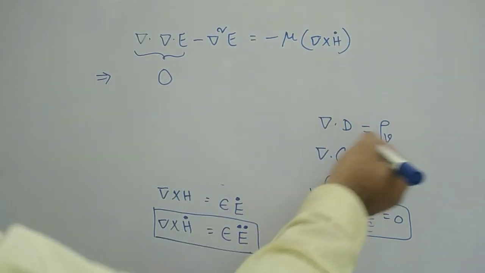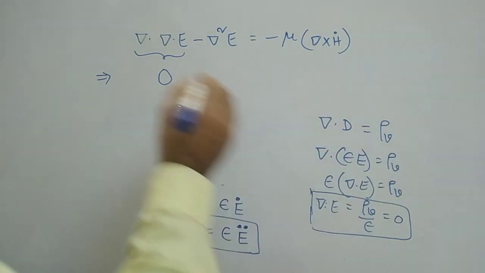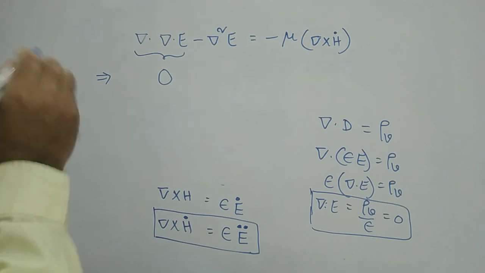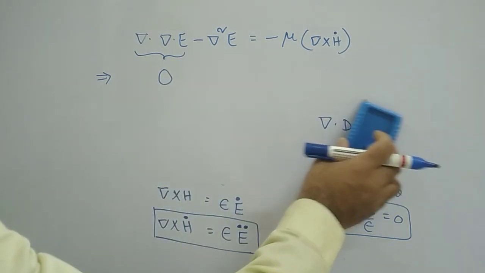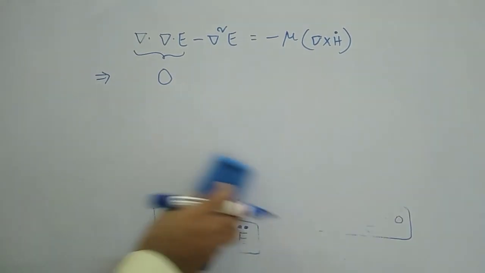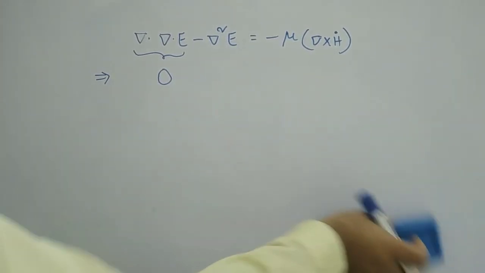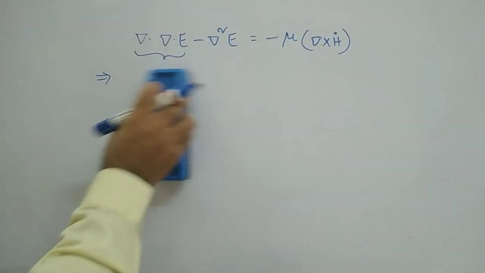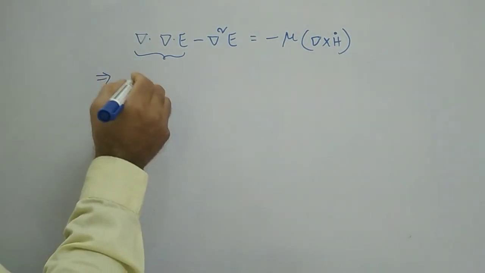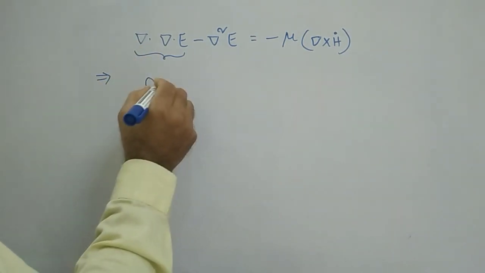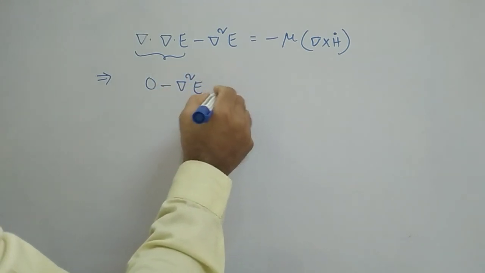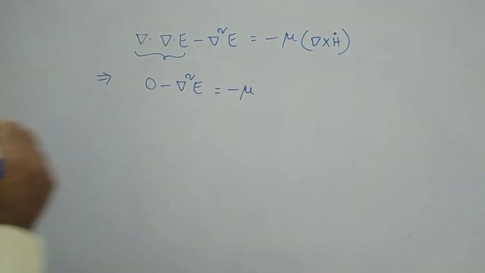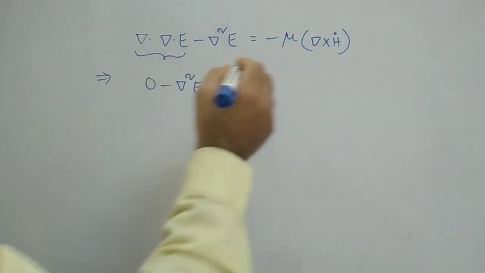From the definition of this, your del dot E is also 0. Then what you will have? So if you can write this as, right? A little bit, if you follow this, you will definitely get the solution of it. So for free space this becomes 0. Then it is equal to minus del square E. This is equal to minus mu. Is it not?